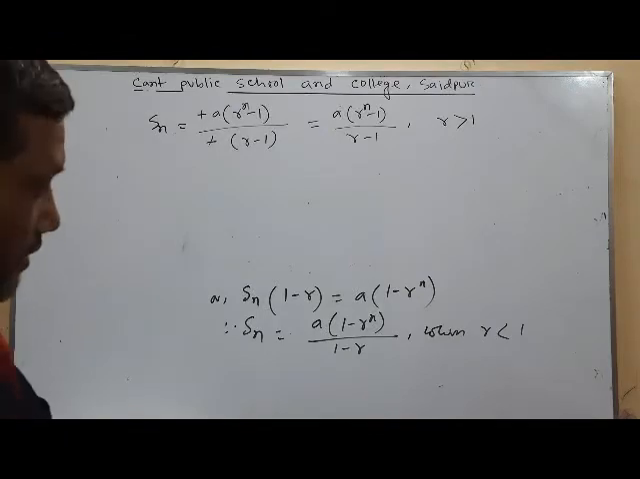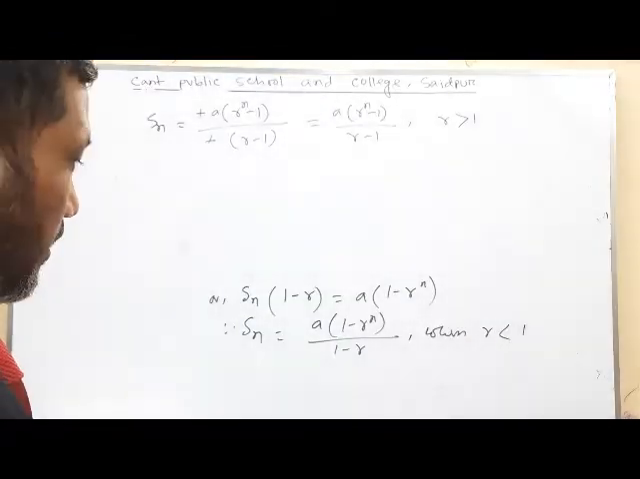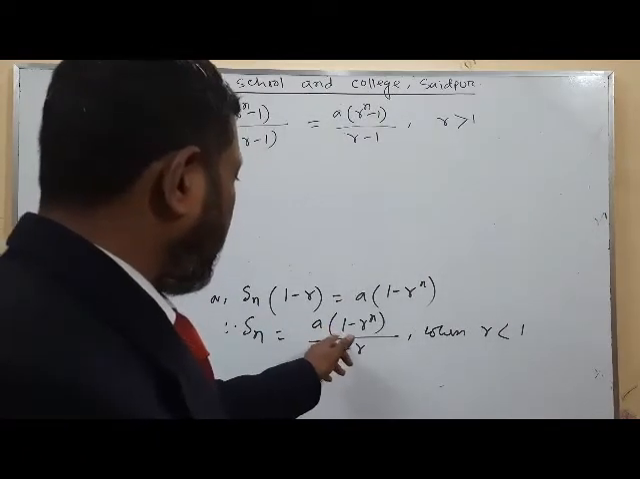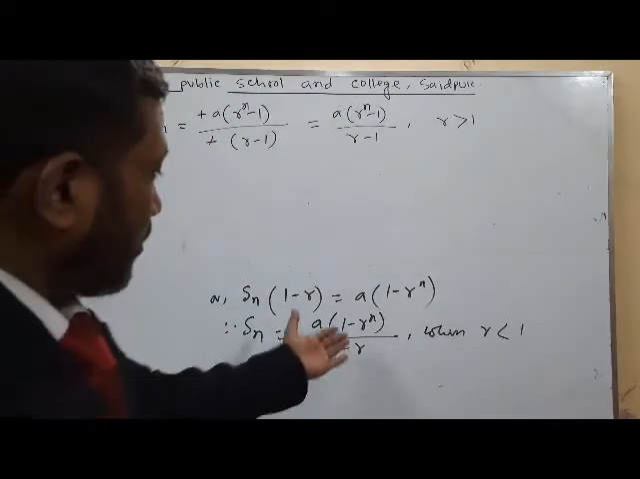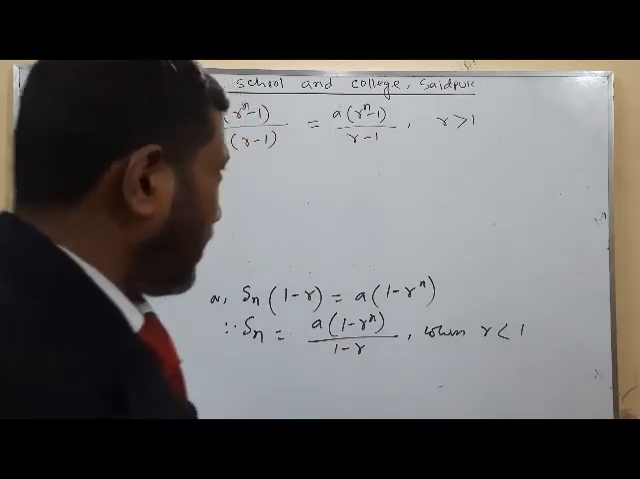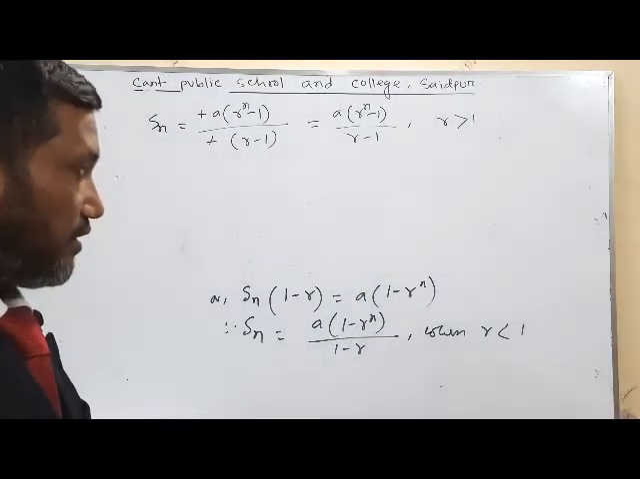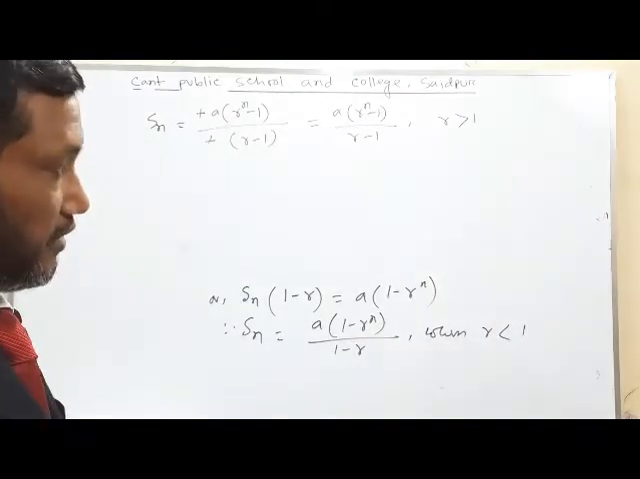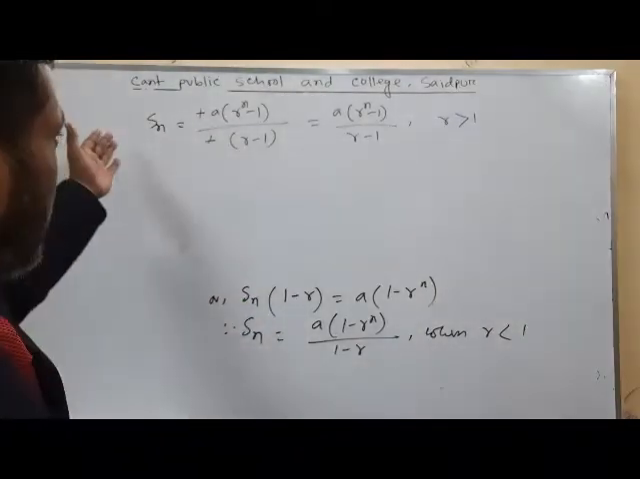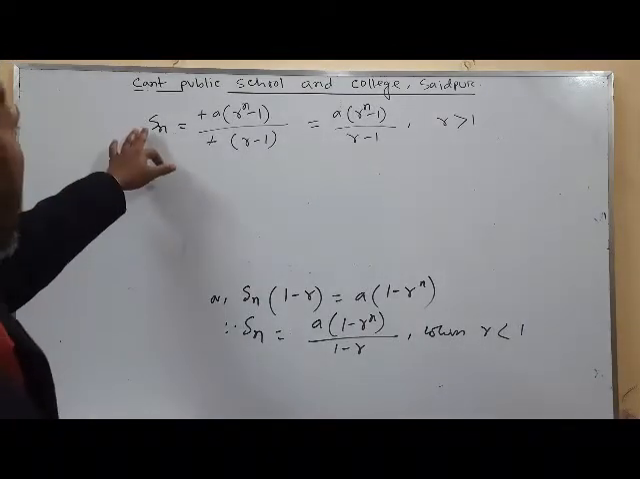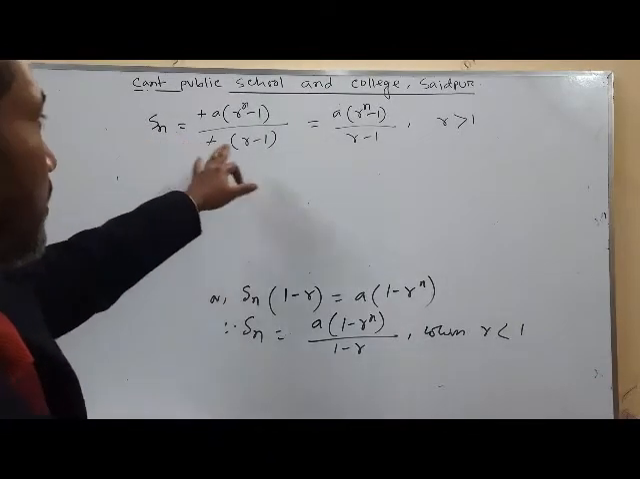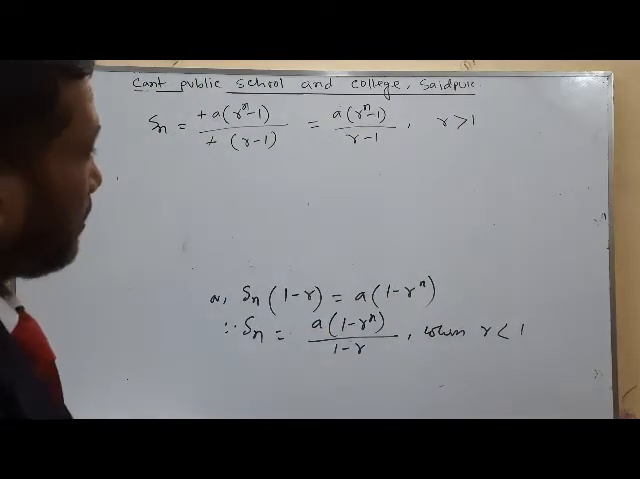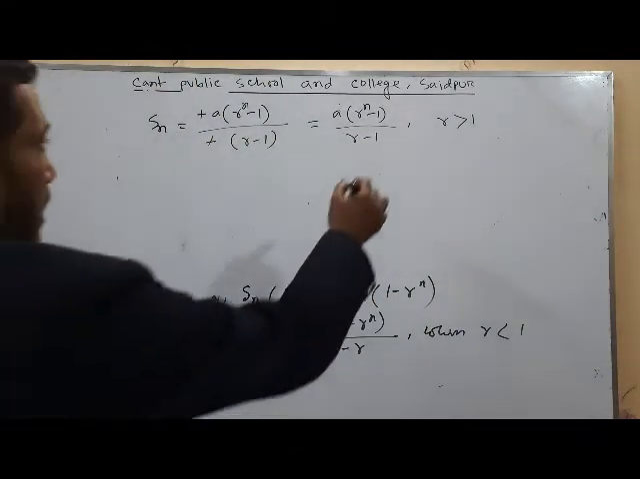When the value of the common ratio is less than 1, the sum of the first n terms of a geometric series will be a into 1 minus r to the power n divided by 1 minus r. When r is greater than 1, that is the common ratio between two successive terms is greater than 1, the sum of the first n terms of the geometric series will be Sn is equal to a into r to the power n minus 1 divided by r minus 1.